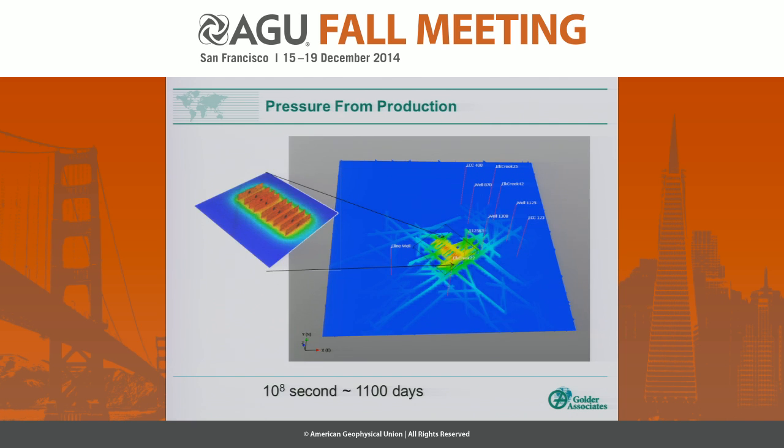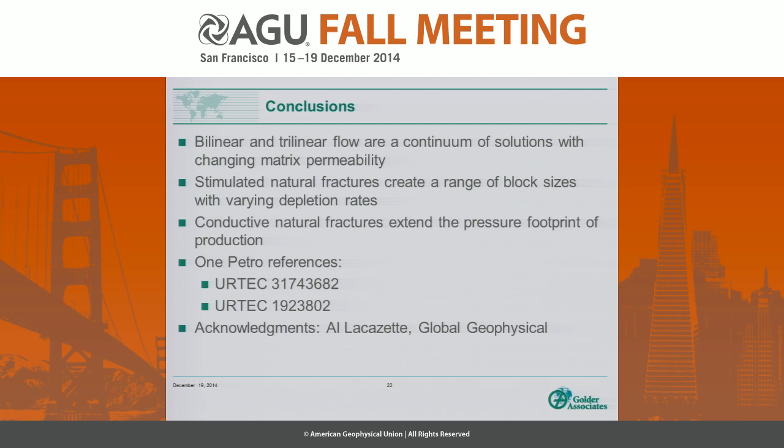And the entire thing here is, there's the discs on a stick, and you see a much larger footprint of these things going away from the well. As it turns out, most of the production is still coming from this area here, but you've got a much larger zone of influence from the natural fractures.